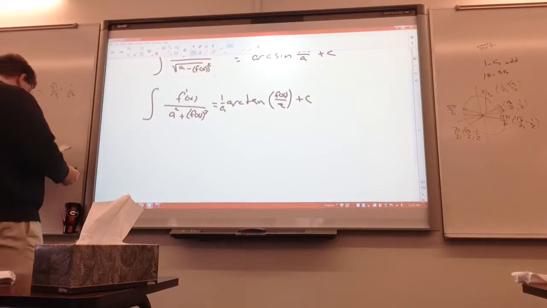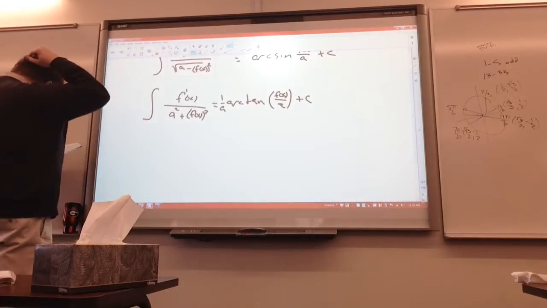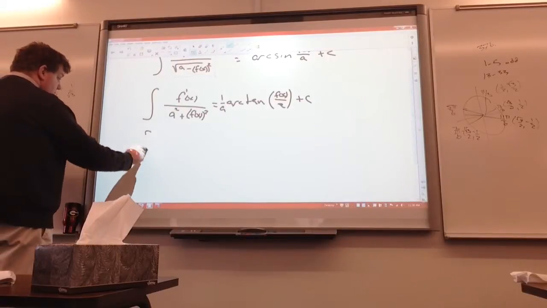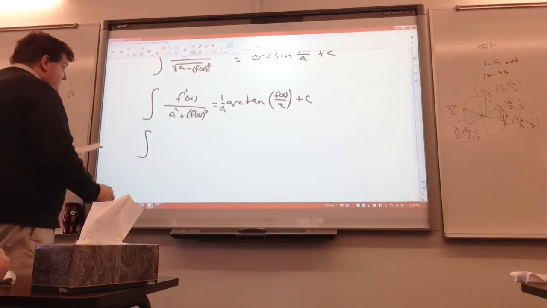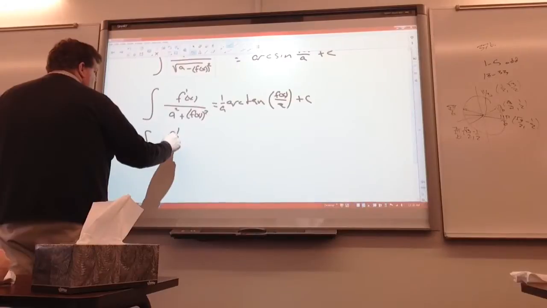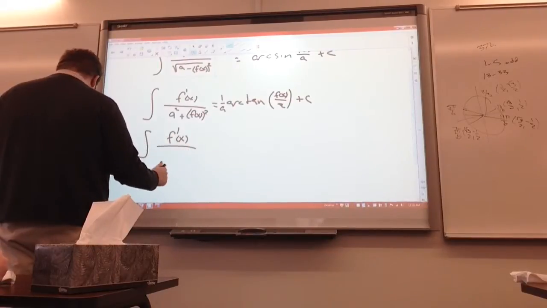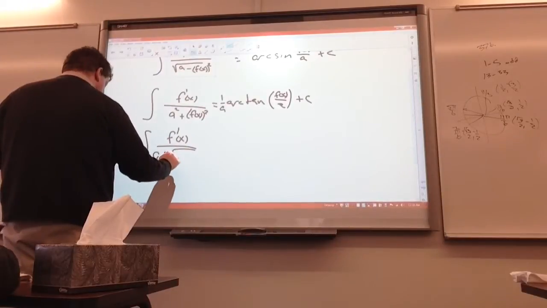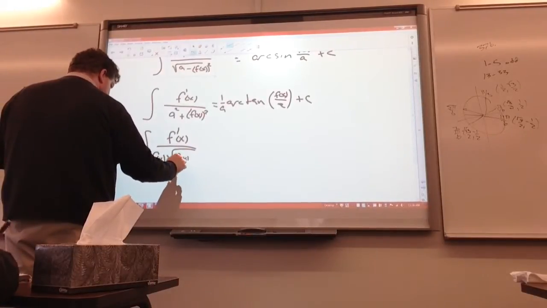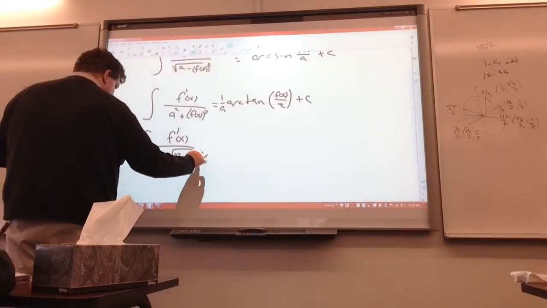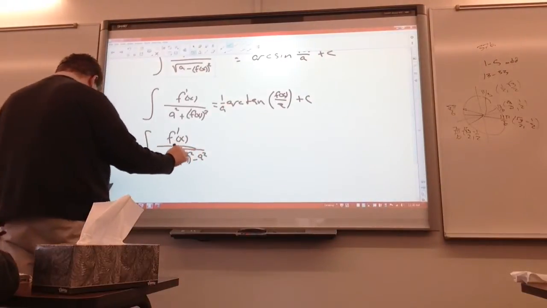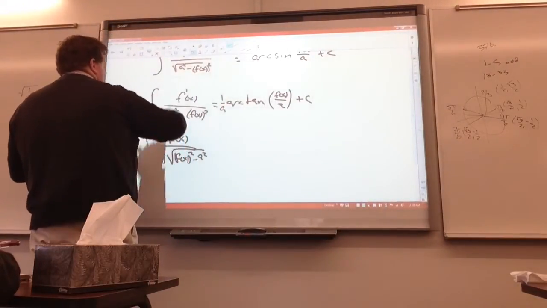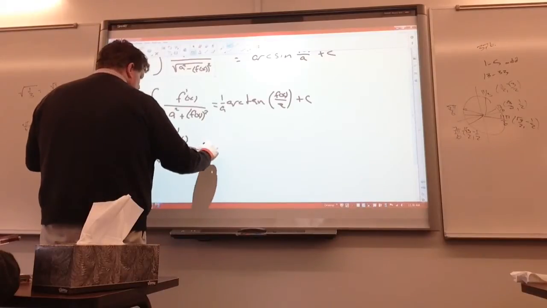The last one, the secant one, is a doozy. Why is it a squared? I'll explain that in one second, let me finish this out. And I should have put an a squared there too. Messed up.